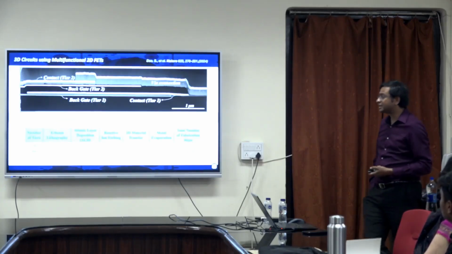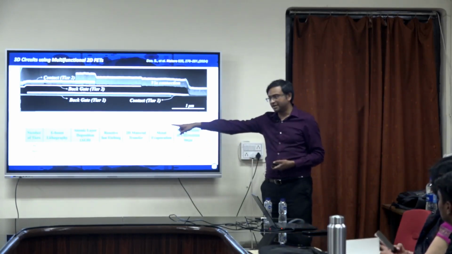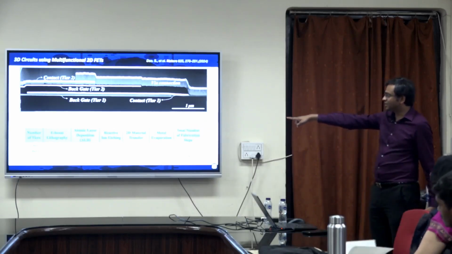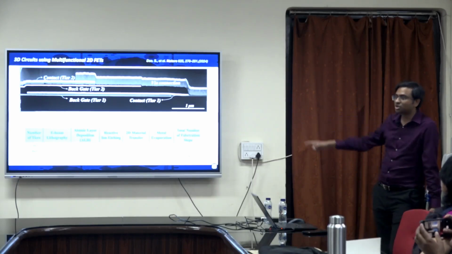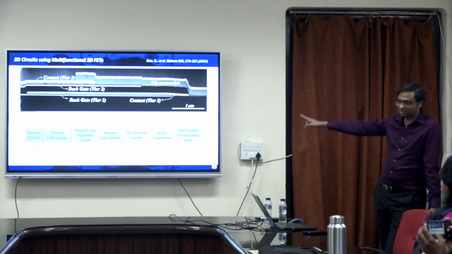And here I write down the number of lithography steps, you see. If you want to fabricate a 1-tier device, there are 4 E-beam lithography, 1 atomic layer deposition, 2 etching, 1 2D transfer, and 2 metal evaporation, total 10, okay. And then as you go to tier 2 and tier 3, the number simply increases.